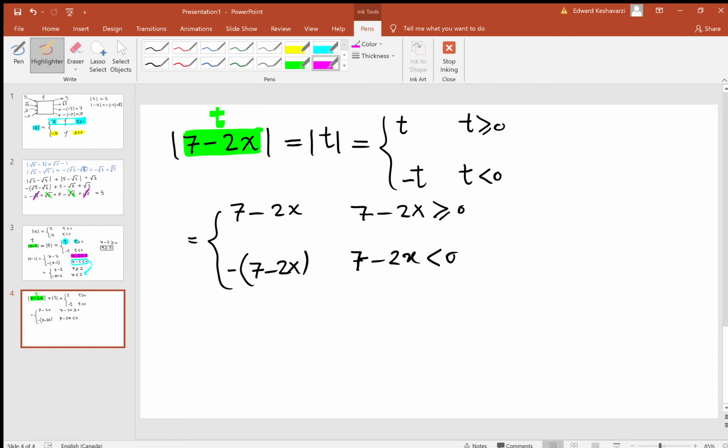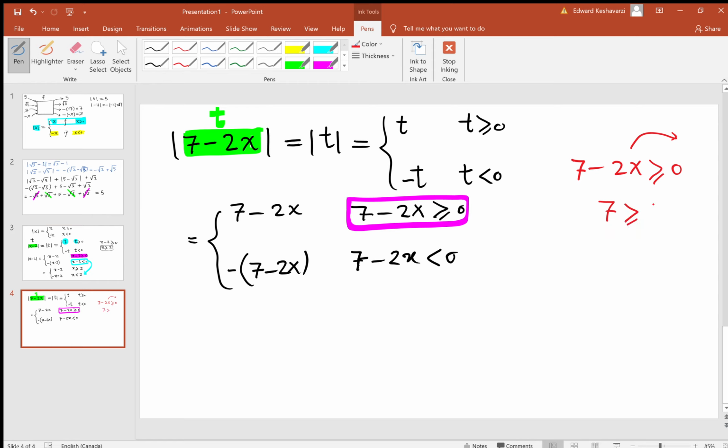Now we need to solve this one. I'm going to do it at the side. So 7 minus 2x is larger than or equal to 0. I'll move 2x to the right side. So 7, then divide both sides by 2, so it's going to be x less than or equal to 7 over 2. Of course, you can write it this way.